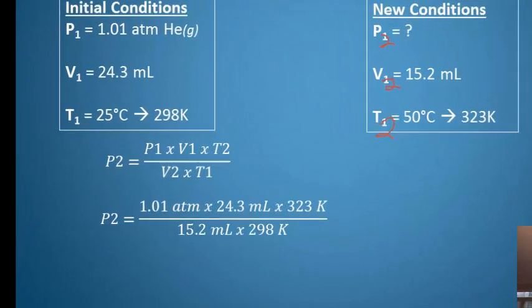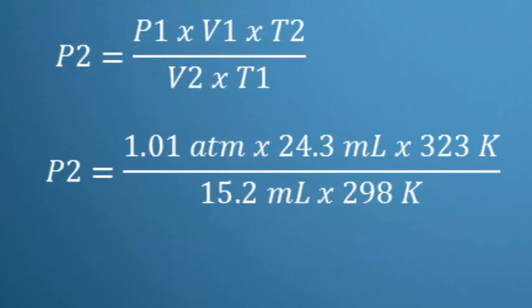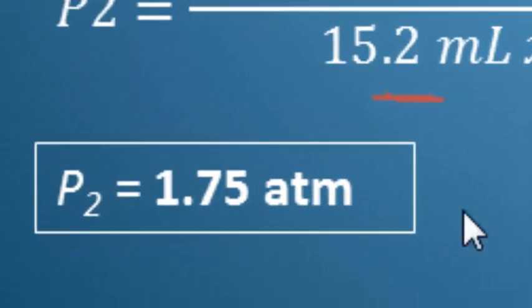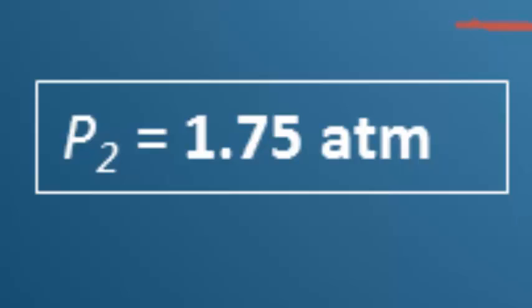We have 1.01 atmospheres times the 24.3 milliliters times the new temperature, which is 323 Kelvin. Notice this is our first pressure, this is our first volume, and this is our second temperature. And then we're going to divide those by V2, which is the new volume, 15.2 milliliters, and T1, which is 298 Kelvin. Insert all those values and solve, and you'll have an answer of 1.75 atmospheres.